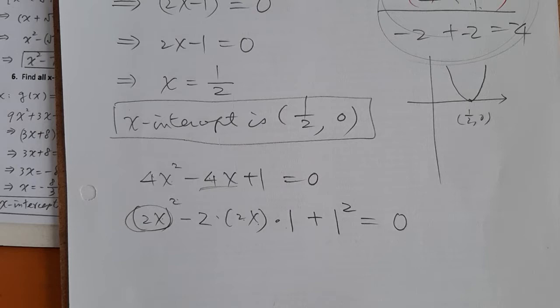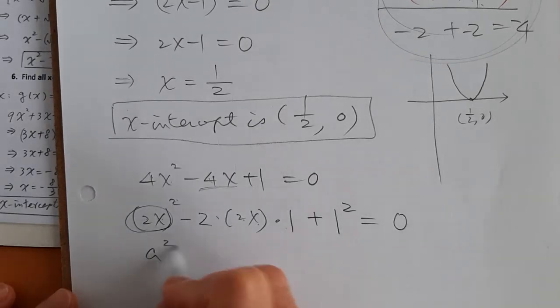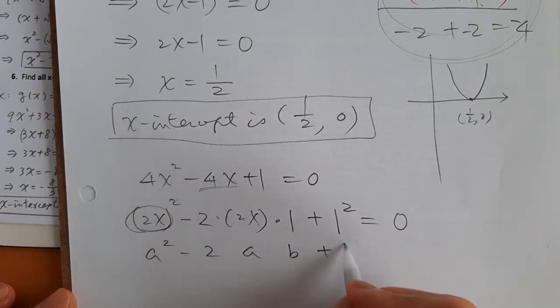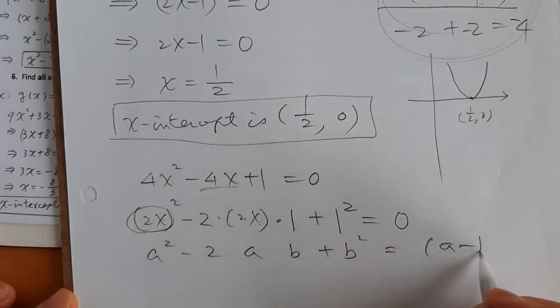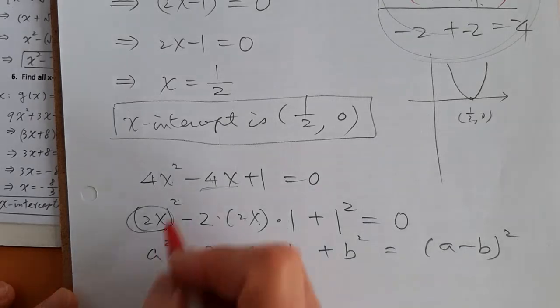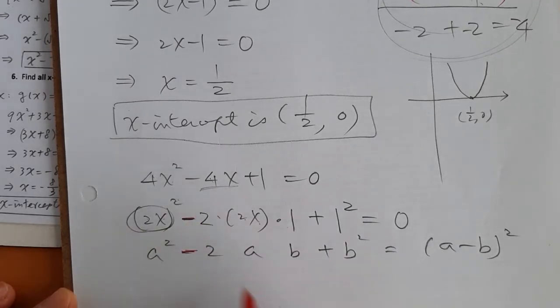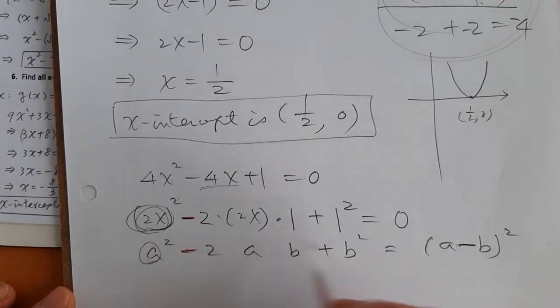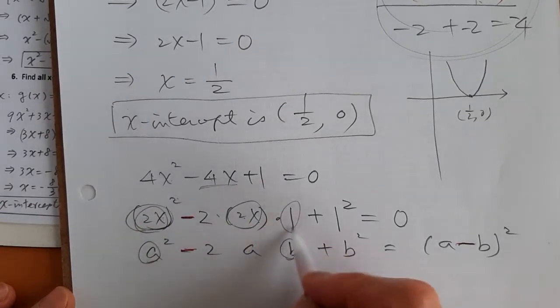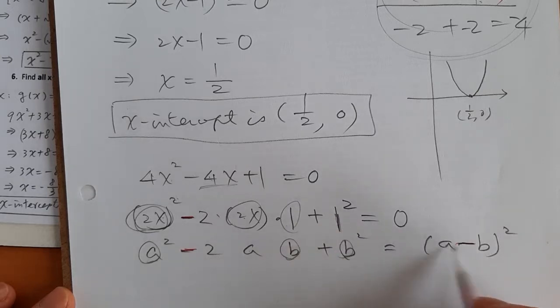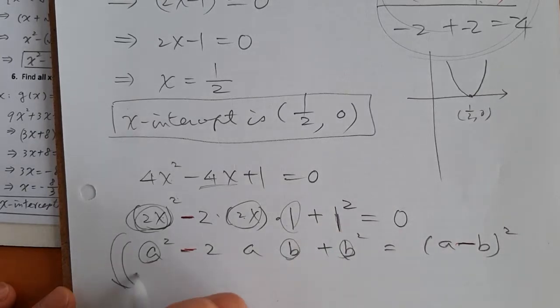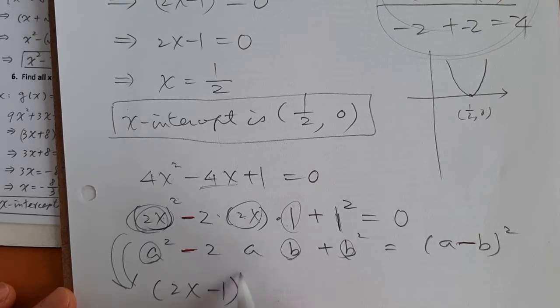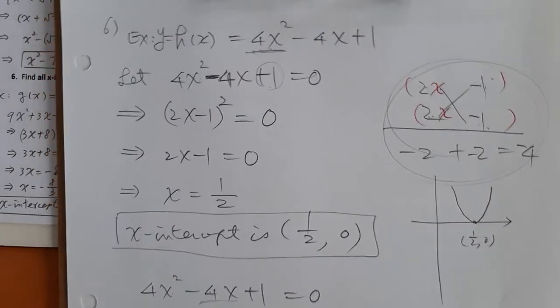So that fits the completing the square formula. The formula is a squared minus 2ab plus b squared equals (a minus b) quantity squared. This is a minus, so you use the minus formula. So a is 2x and b is 1. So a minus b, where a is 2x and b is 1, quantity squared equals 0. It's the same as this one.